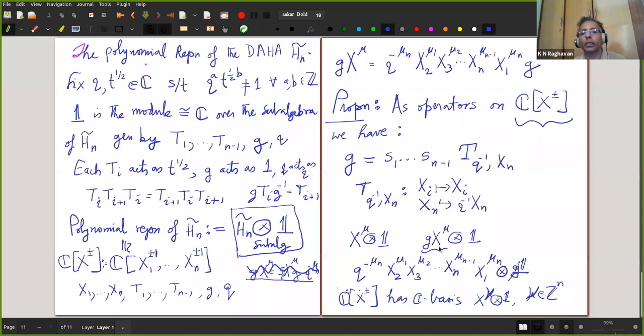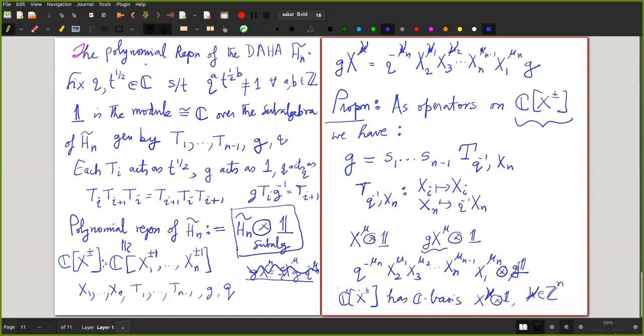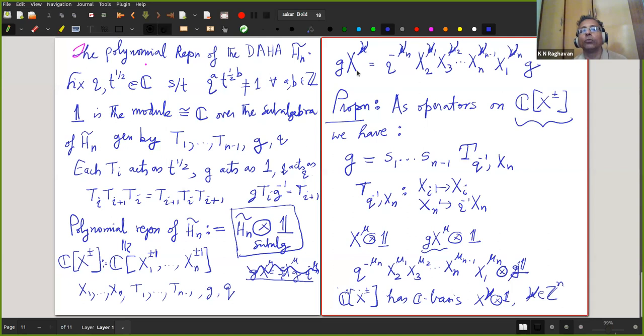Okay, I'm not quite understanding what you're saying, but you want me to change this to a mu? I can. Yes, please. I'm saying the left hand side here is not G acting on x to the mu, it is G x to the mu acting on C of x plus minus. Rather, this G x mu, this equation is not an action at all. This is an H and theta. That's right.